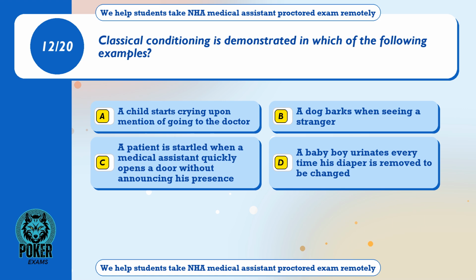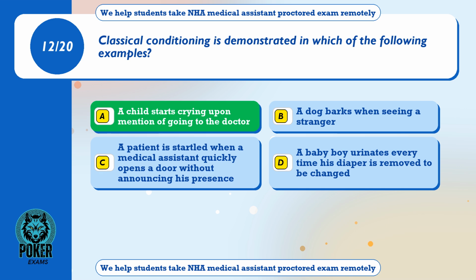Question 12. Classical conditioning is demonstrated in which of the following examples? Option A. A child starts crying upon mention of going to the doctor. Option B. A dog barks when seeing a stranger. Option C. A patient is startled when a medical assistant quickly opens a door without announcing his presence. Option D. A baby boy urinates every time his diaper is removed to be changed.